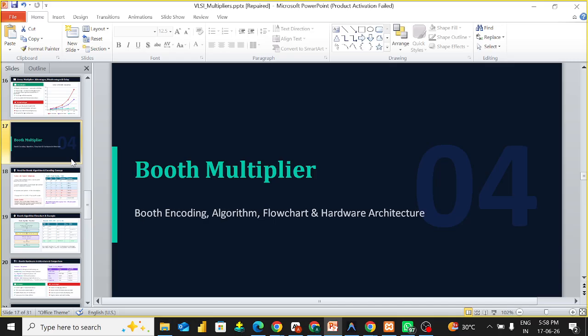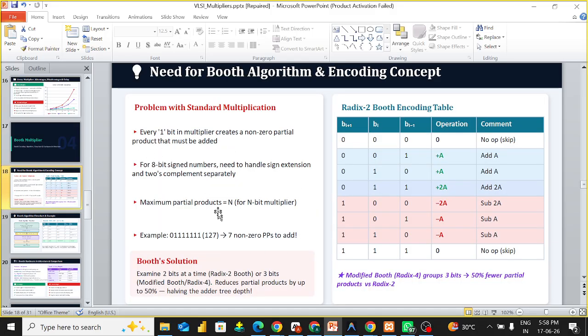So just think, okay, just think you have this example, okay? So this is your input bit. So what is the input bit? 0 1 1 1 1 1, right?